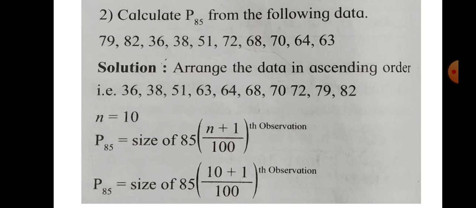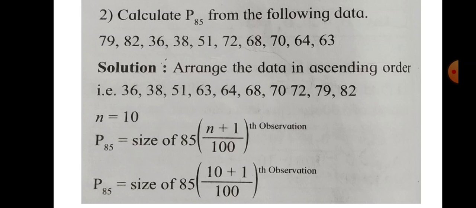So what is the first step here? You have to arrange the data in ascending order. As per ascending order, the first number should be 36, after that 38, 51, 63, 64, 68, 70, 72, 79, 82. So what is the n? Small n stands for your total observations in the series. So what is the total observation in the series here? 10. So n is equal to 10.